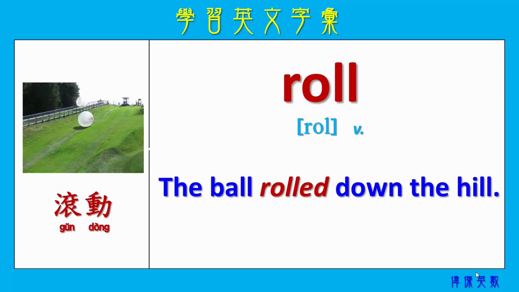Roll, R-O-L-L, roll. 滚动 roll. The ball rolled down the hill. 这球呢滚到山坡下。The ball rolled down the hill.